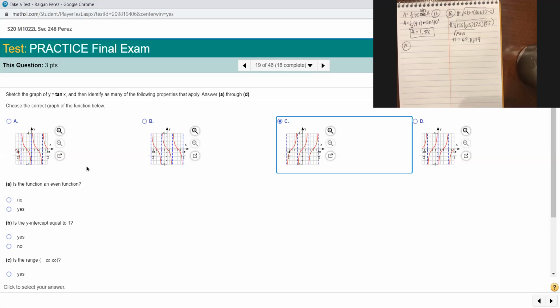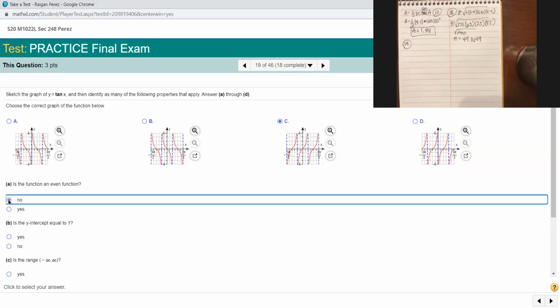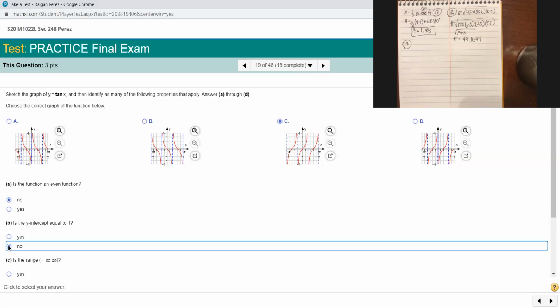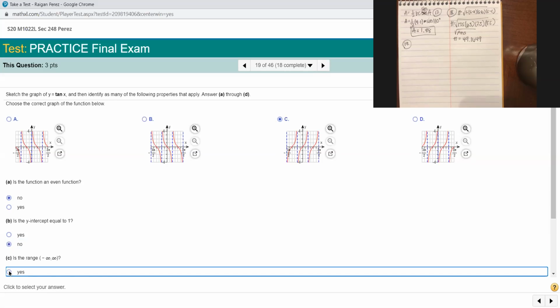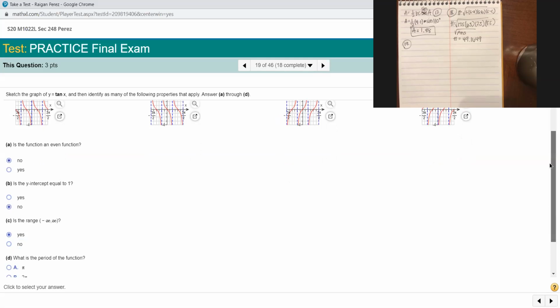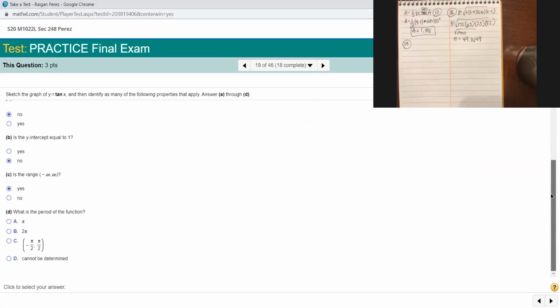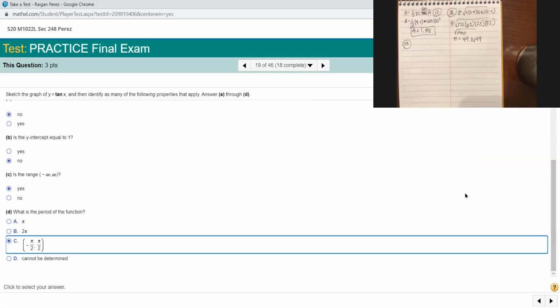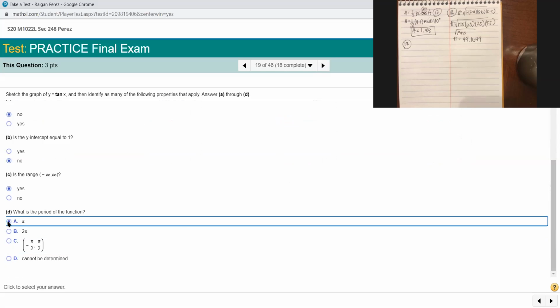Okay, is it an even function? No. Is the y-intercept equal to 1? No. Is the range negative infinity to infinity? Yes. Because it goes down forever, up forever. Is the period, what is the period of the function? The period is negative pi halves to pi halves. No, that's the principal cycle. Sorry, the period of tangent is pi.